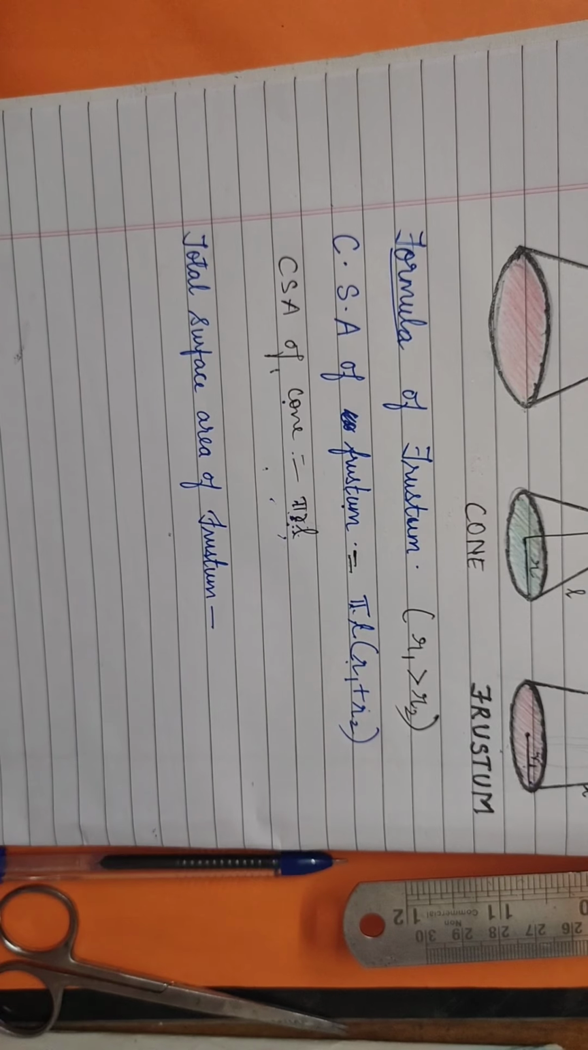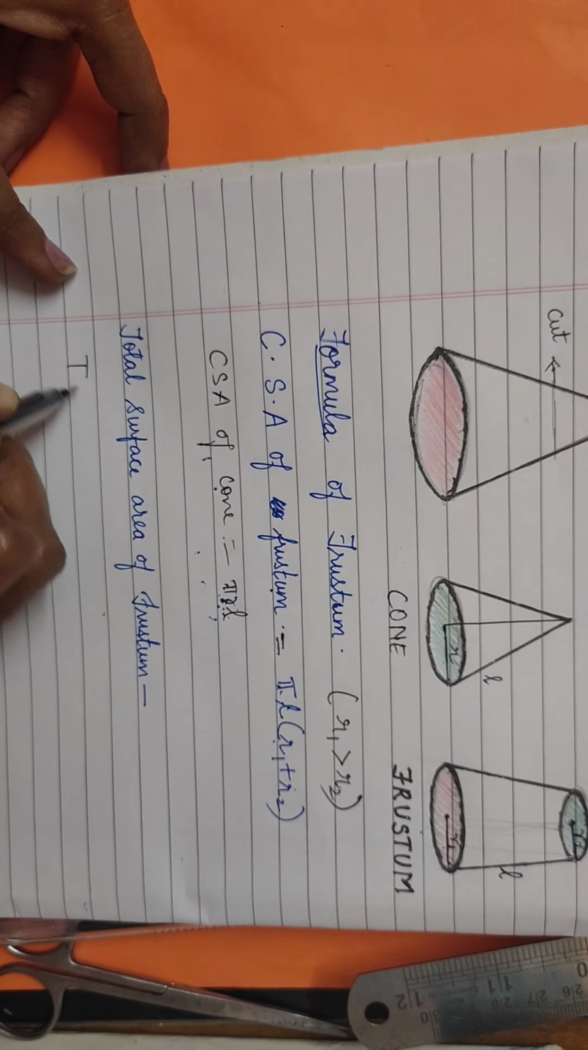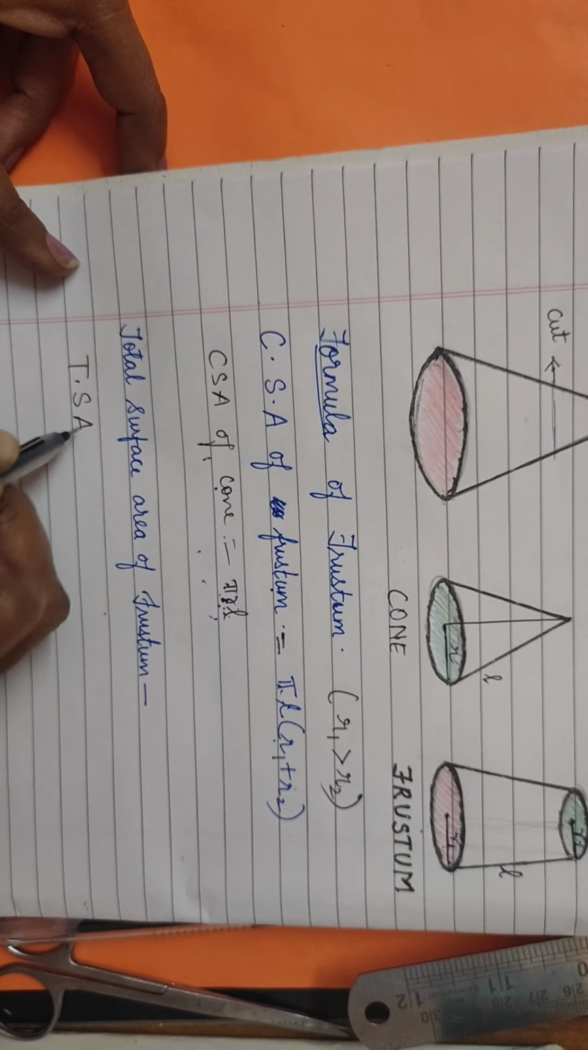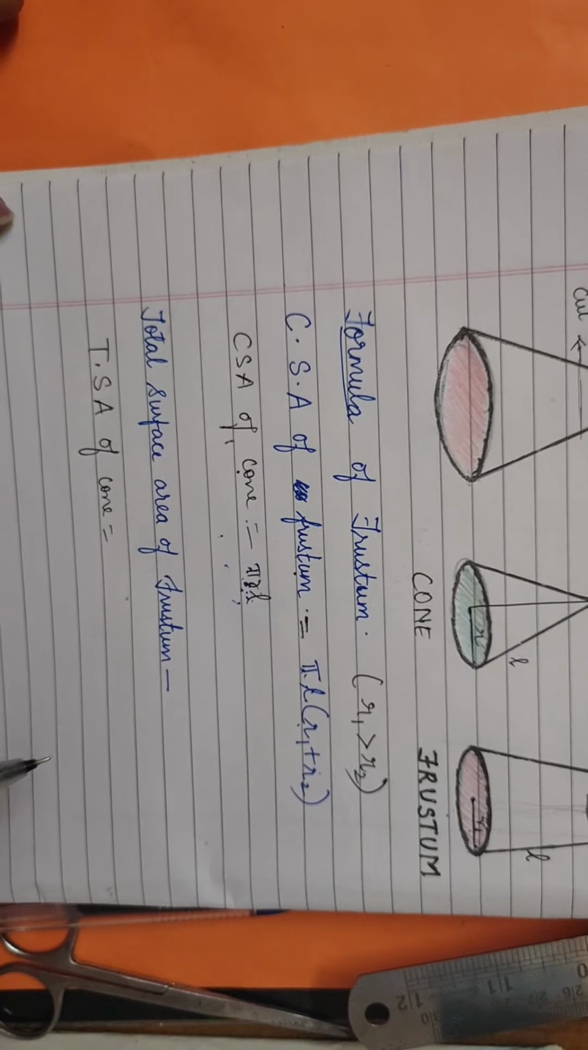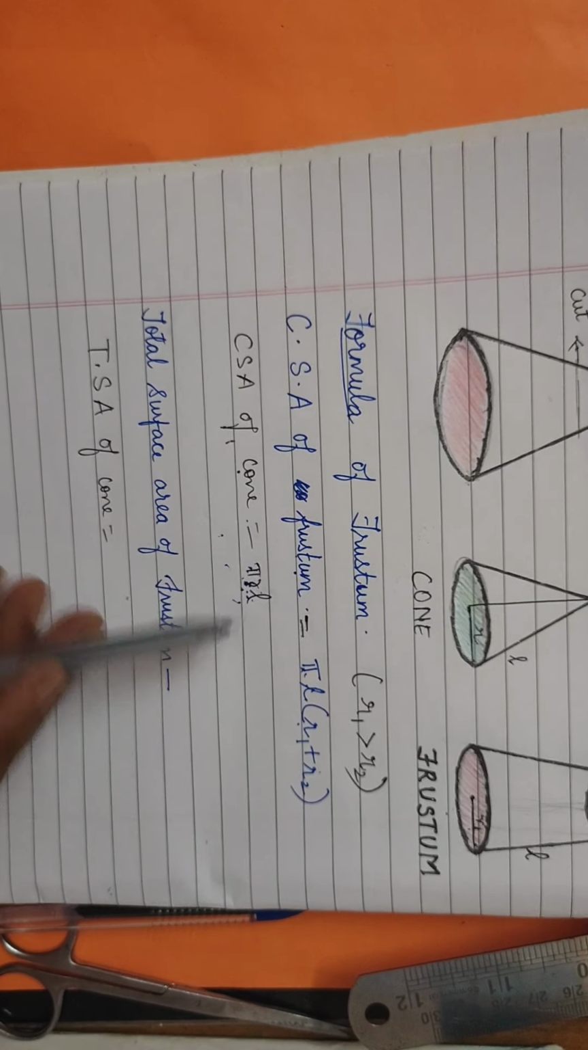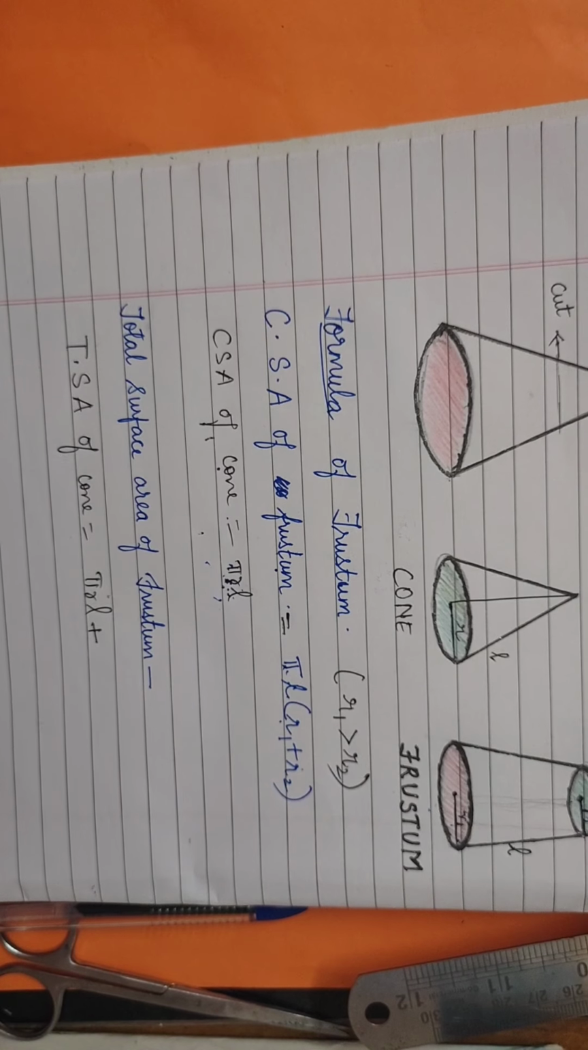Total surface area of a frustum. Again, we are going to learn the formula. We are going to write the total surface area of a cone here. What is the total surface area of a cone? We have learned it. That is the curved surface area, that is pi RL, plus the area of our circle here.